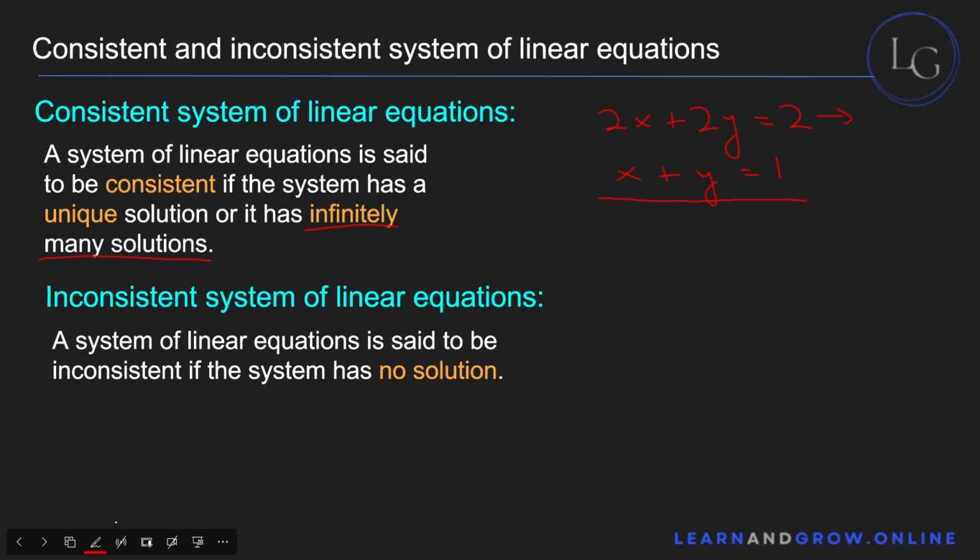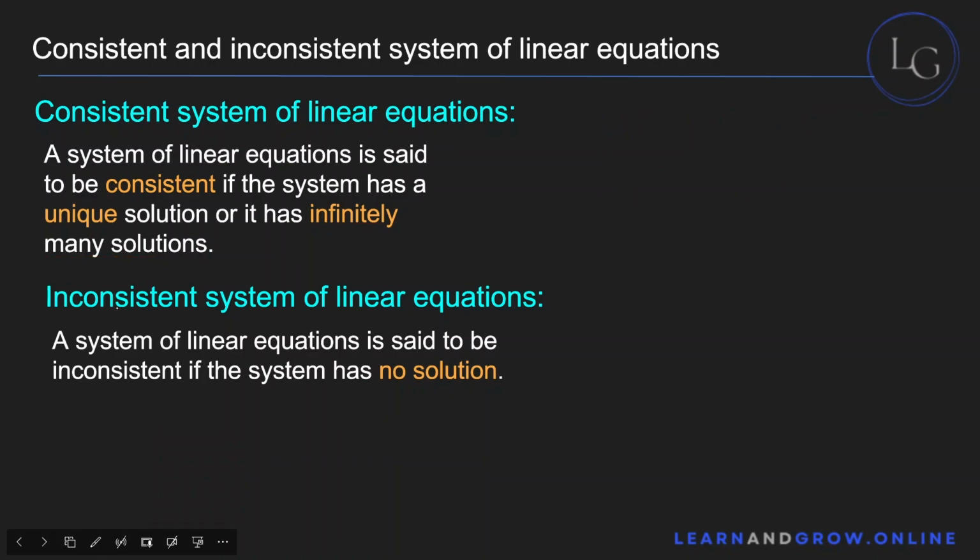So for a consistent system of linear equations, you either have a unique solution or you have infinitely many solutions. So that's that. Now let's discuss inconsistent systems of linear equations.